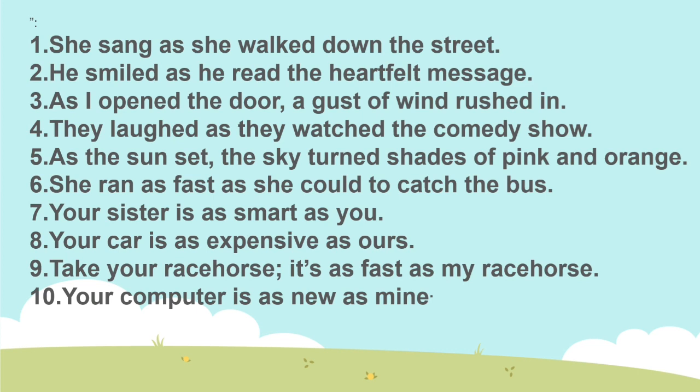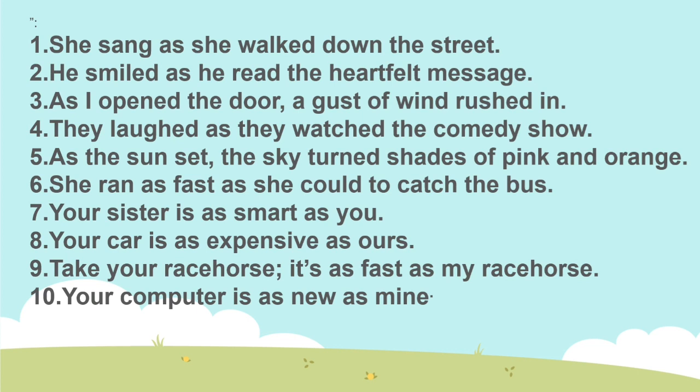Now let's see some more. As I opened the door, a gust of wind rushed in. So the first event is I opened the door and the second is a gust of wind rushed in. The fourth sentence is they laughed as they watched the comedy show. So first is they laughed and second is they watched. Now next is as the sun set, the sky turned shades of pink and orange. Here again, the first event is the sun is setting and the second is the sky is turning shades of pink and orange.